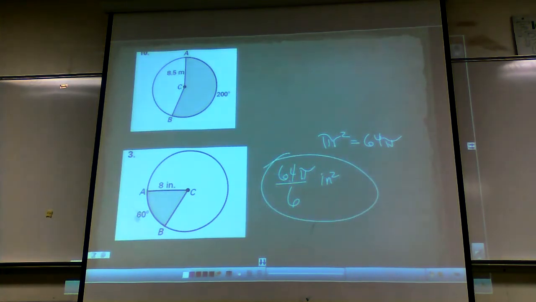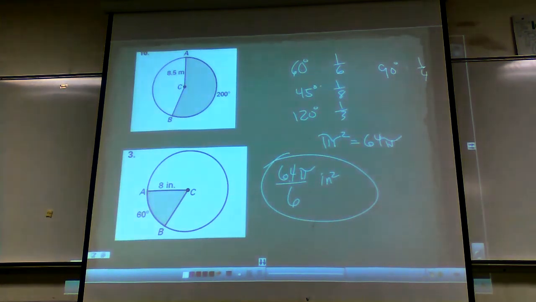Okay? So ones where you can recognize that, and like I said, guys, 60 degrees, basically 1/6 of the circle. 45 degrees, 1/8. 120 degrees, 1/3, right? 90 degrees, 1/4. Those are kind of the major ones that you'll look for there. Okay?